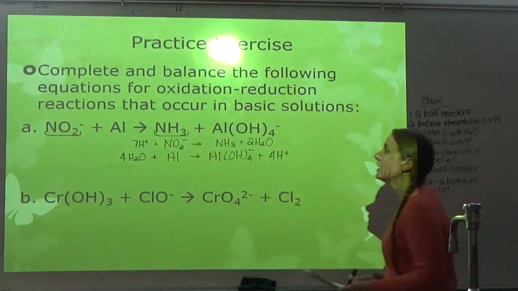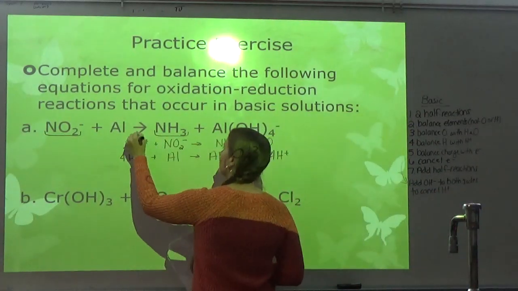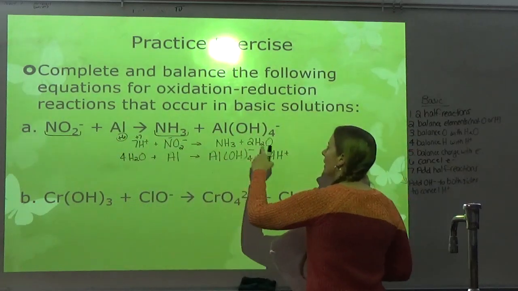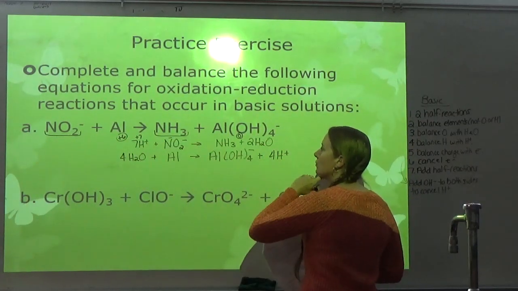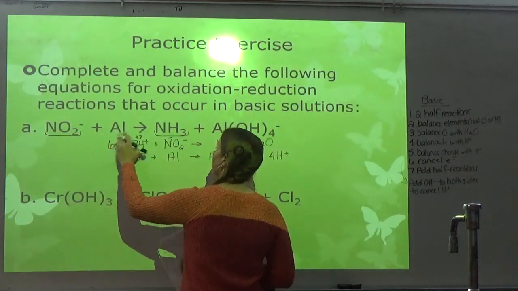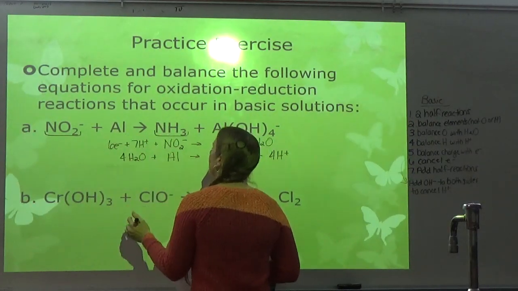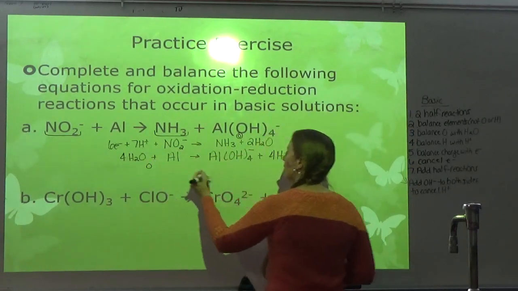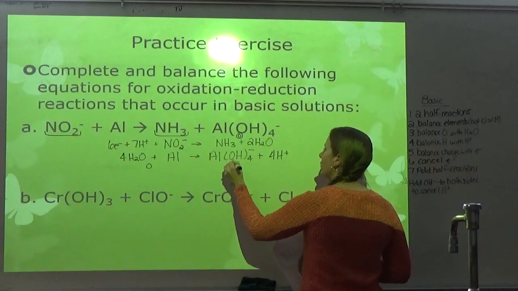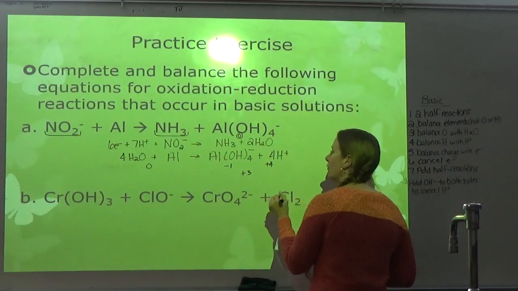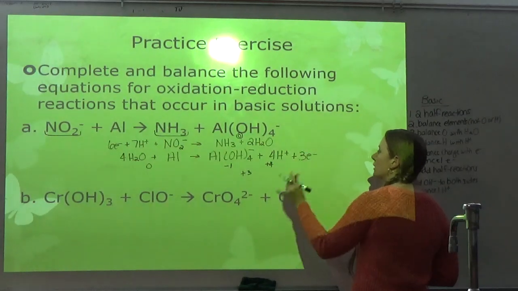Those electrons. Okay, so here I have positive 7 and negative 1 for a total of positive 6. Here I have 0 and 0 for a total of neutral. So what do I need? I need to add 6 electrons to this side to cancel out that positive 6. Alright, down here I have neutral and I have neutral, so this side's 0. Here I have negative 1 and 4 positives, so I have positive 3 overall. So this would need 3 electrons.